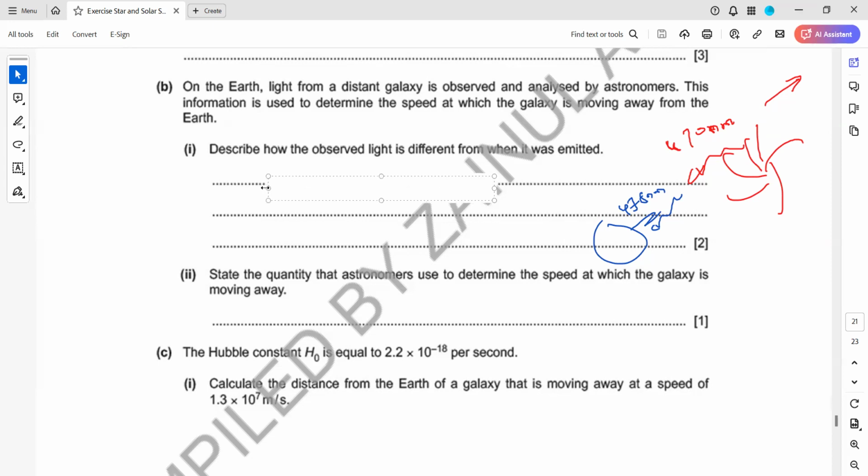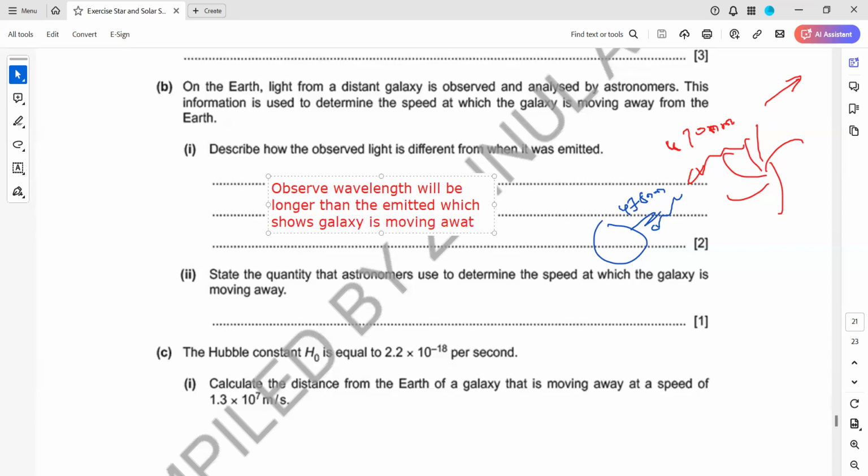It's not that the wavelength emitted is different. It's what we receive that will change. So the observed wavelength will be longer than the emitted, which shows the galaxy is moving away, or Doppler shift happens. State the quantity used to determine the speed. So if you want to determine the speed, what we use is redshift. So redshift is used to determine the speed of the galaxies.